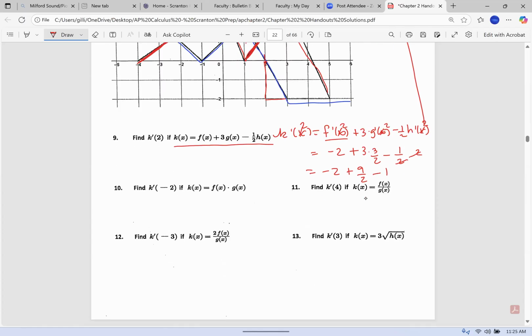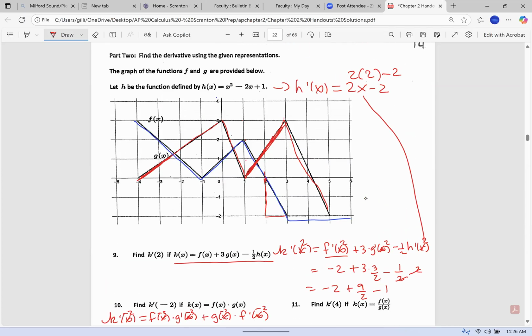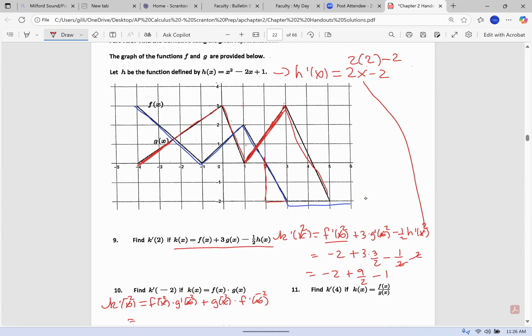And down here for number 10, I have to do a product rule. So K prime of x equals the first times the derivative of the second plus the second times the derivative of the first. And then I'm going to replace x with -2 here. So getting a little small here. And what is f at -2? Oh, hopefully we have a nice value. We don't. Let's see here, because this is f, right?